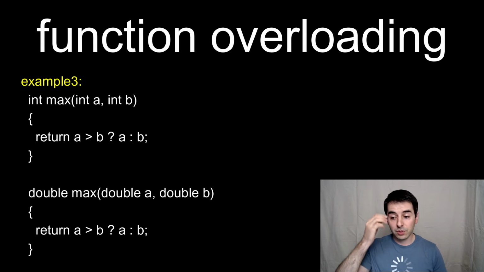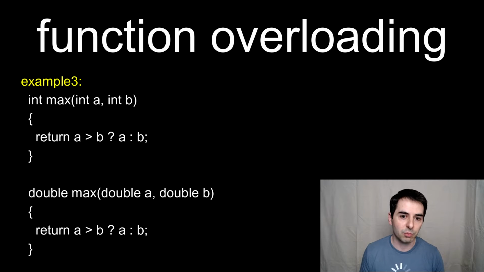So for instance, again, this max function, right? If you want to get the maximum of 2 numbers, the greater one, you have this max function. Let's say for integers, you have int as a result type, return type, and then max, and then 2 parameters, int a and int b.